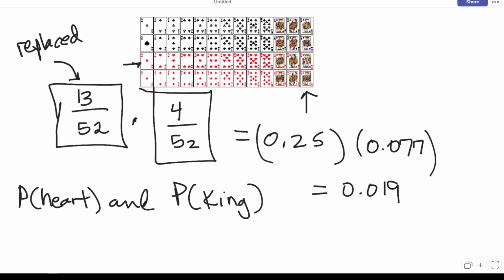The only way this would change is if we came back and worked the same problem, but now we don't replace it. That would be the only way this would change, because then you only have 51 cards. So be sure you watch this whole dependent, independent. The probability of getting a king is independent of the probability of getting a heart, because we put the card back.